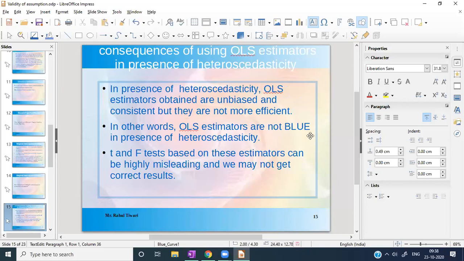So you know what BLUE is? We have already seen the concept of BLUE. Therefore, t and F tests based on these estimators can be highly misleading, and we may not get the correct answer. Since these estimators are not BLUE in the presence of heteroscedasticity, one may get wrong results while applying t or F. That's why they went for the chi-square, so you can go through that concept.